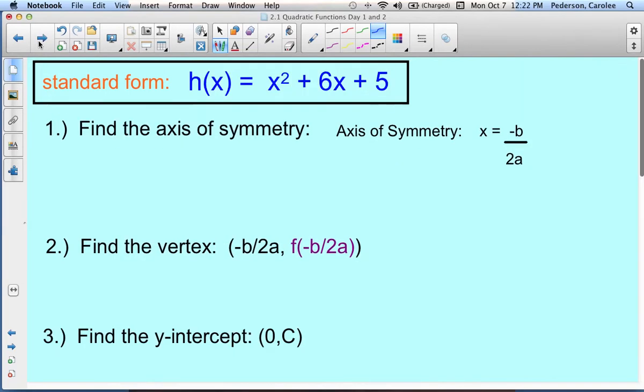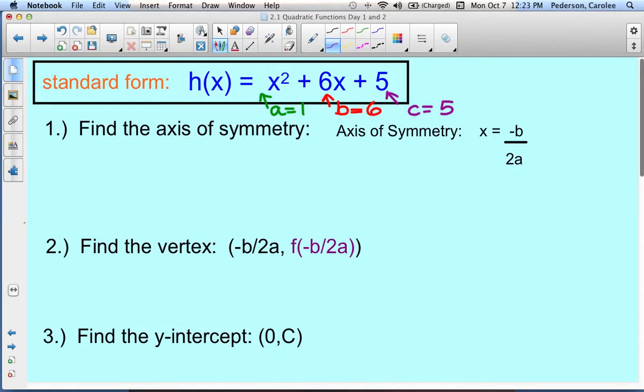All right. Here's our example in standard form. We have a function. It's x squared plus 6x plus 5. Step 1 is to find the axis of symmetry. So we need to find out the line of symmetry that splits that parabola in half. So what I'm going to do first is look at this quadratic equation. The a term is the number in front of the x squared, so that's your leading coefficient, and that's 1. Our b term is our coefficient in front of the x term, so that b term is 6. And then our c term is our constant, which is 5.